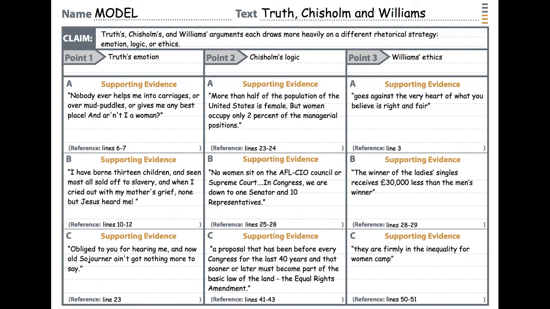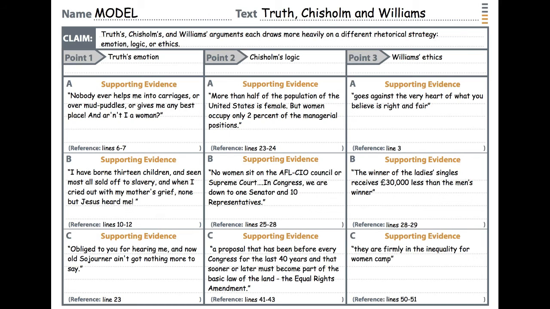So the third and final point is that Williams uses ethics as a rhetorical strategy to explain her argument. Looking at the first quote that we have, it is, quote-unquote, "goes against the very heart of what you believe is right and fair." So this is drawing on the moral ethics of the situation. It's talking about how one person's idea of what is right and fair can be overlooked and decided by another. And so it's asking how the reader would feel in this situation and how their ethics would play out.